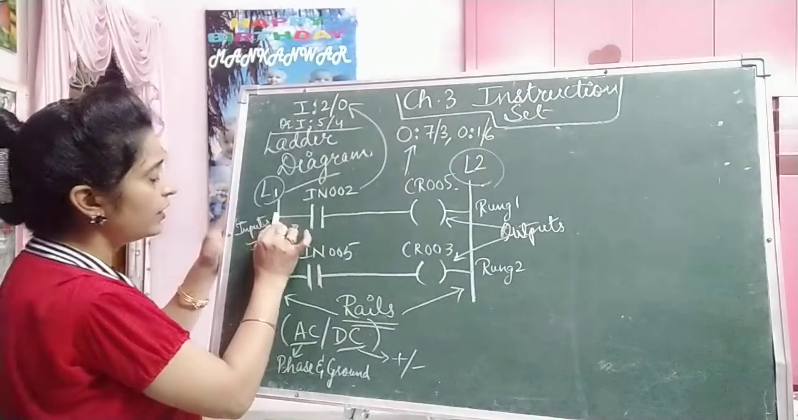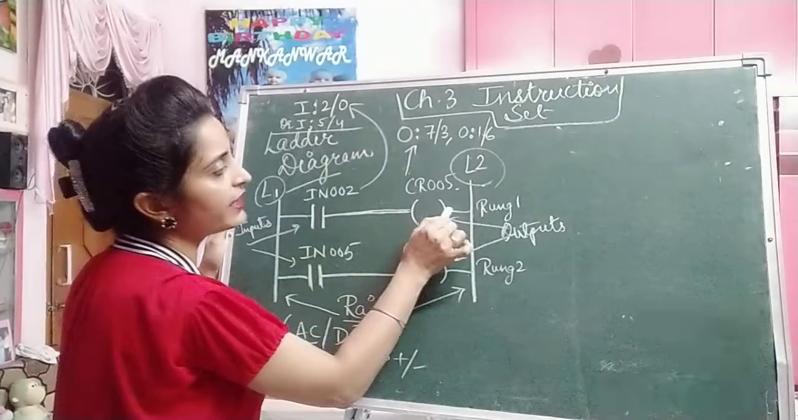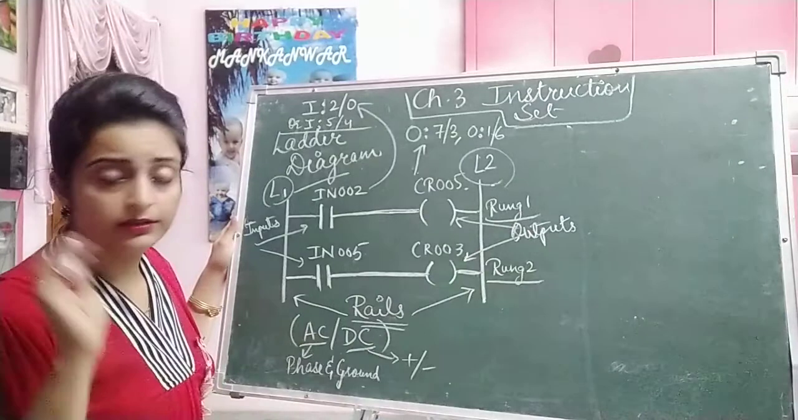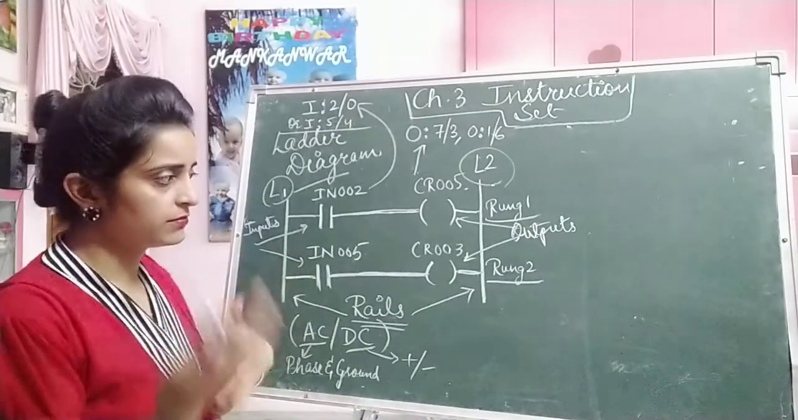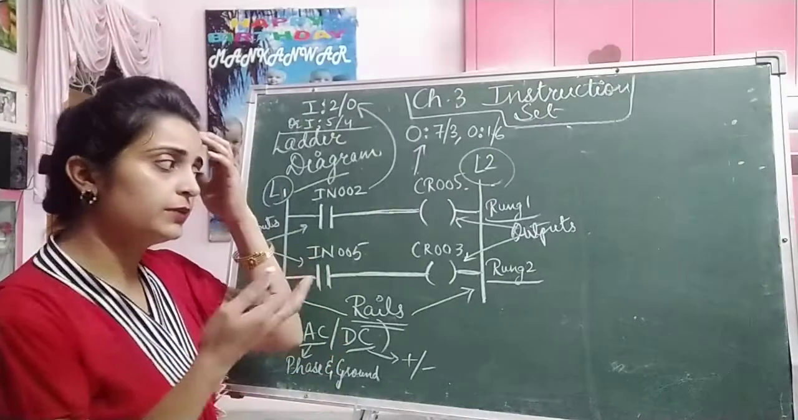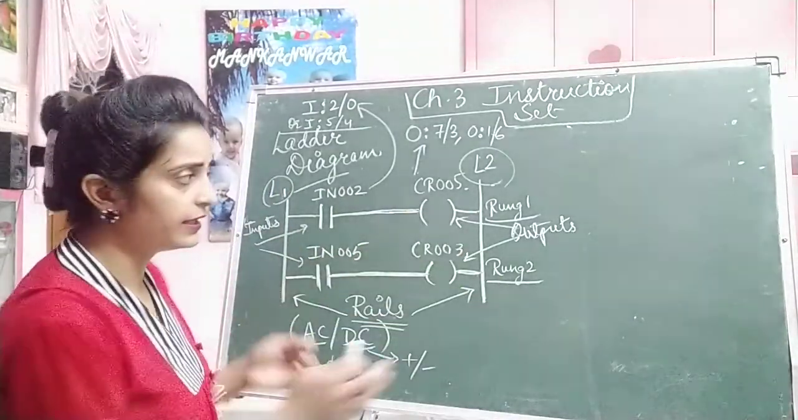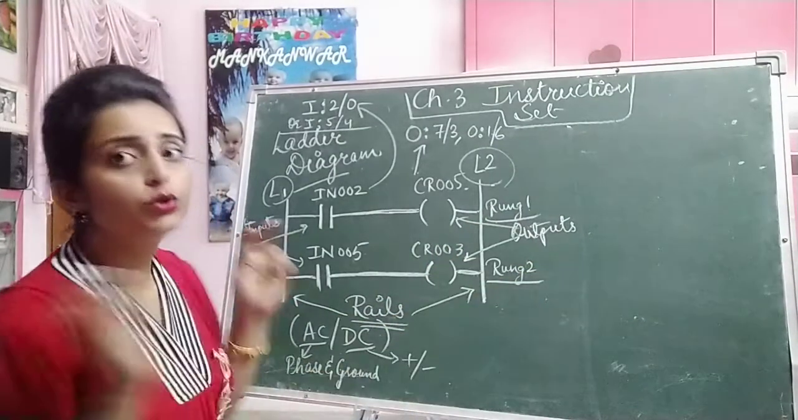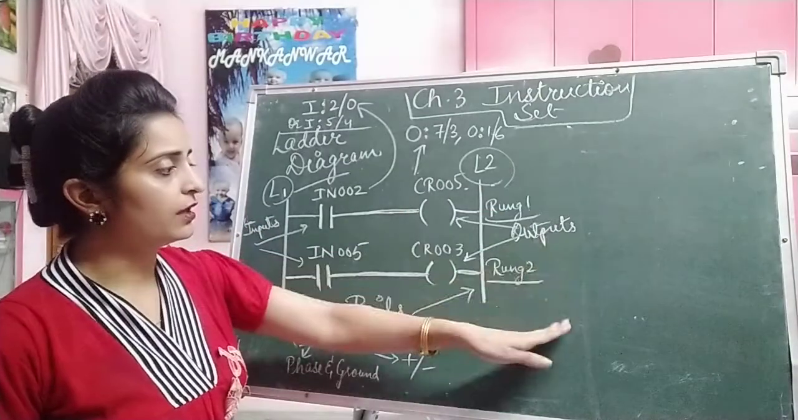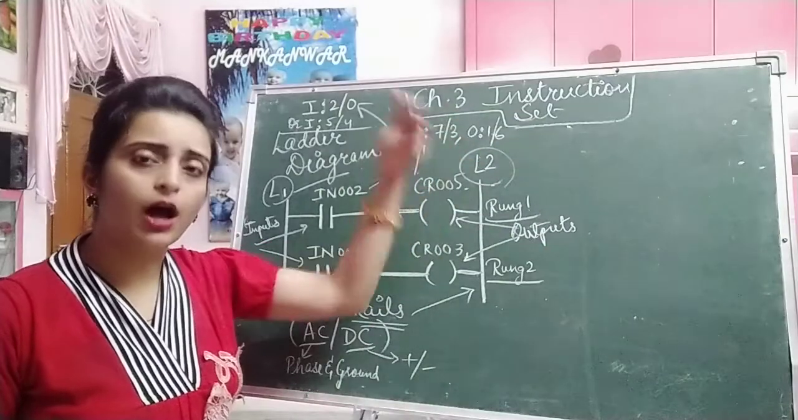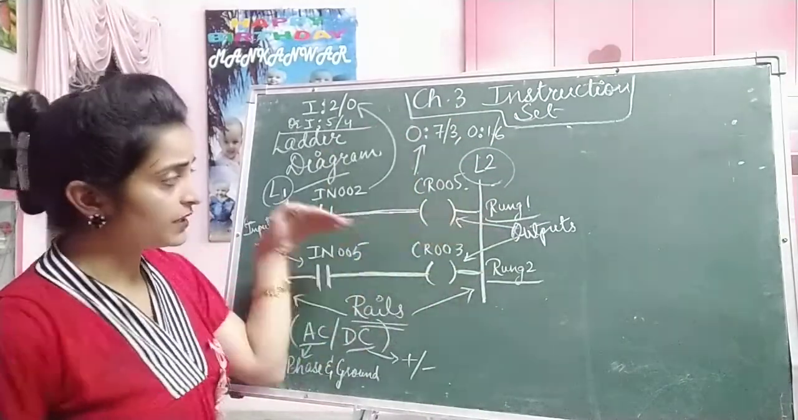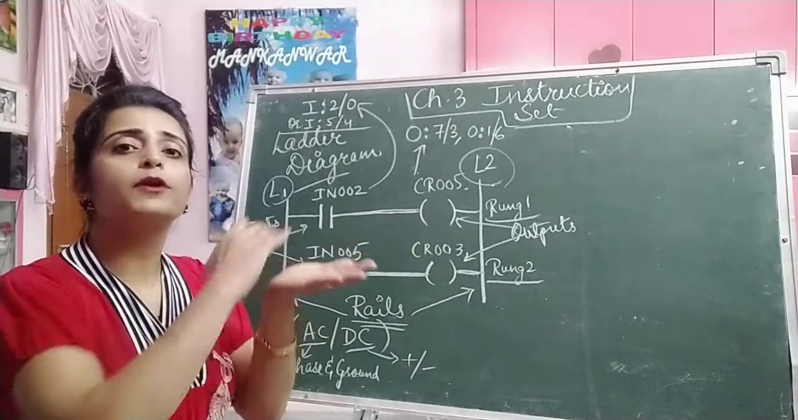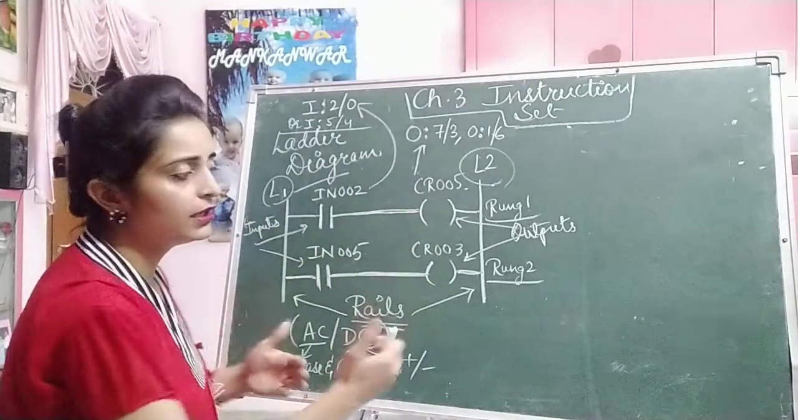Then, these horizontal lines are called rungs. You have to remember this for your examination, but in the programming you don't have to remember these things. So this is rung 1, rung 2, rung 3, and however many horizontal lines there will be. This means the number of lines is the number of instructions that you will be using.